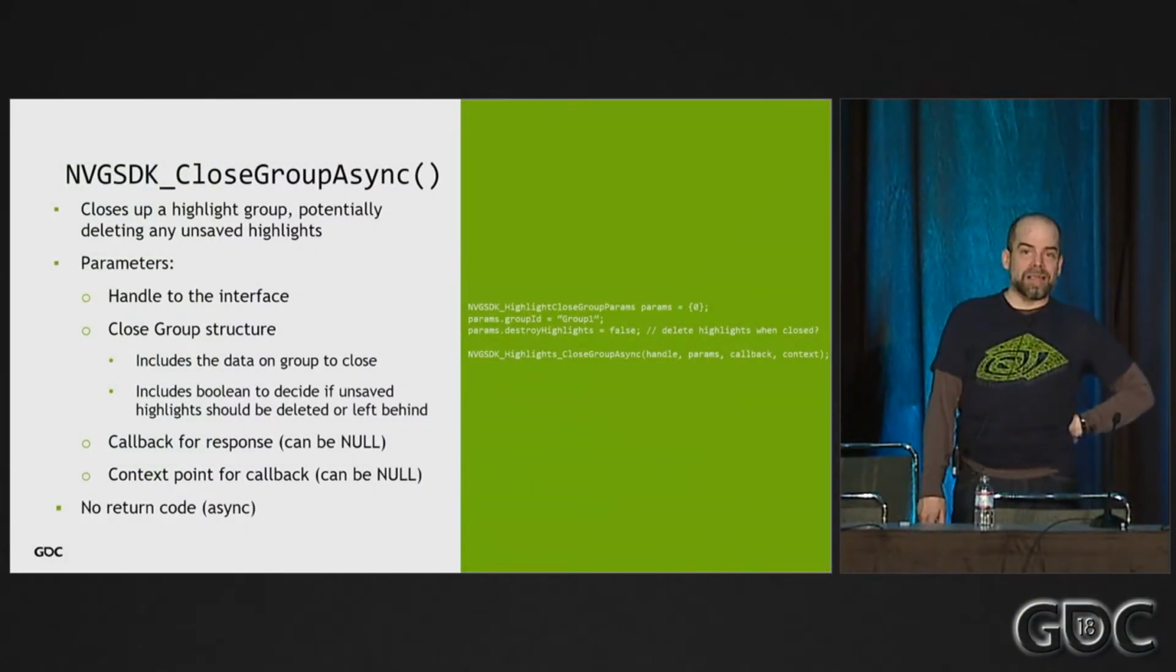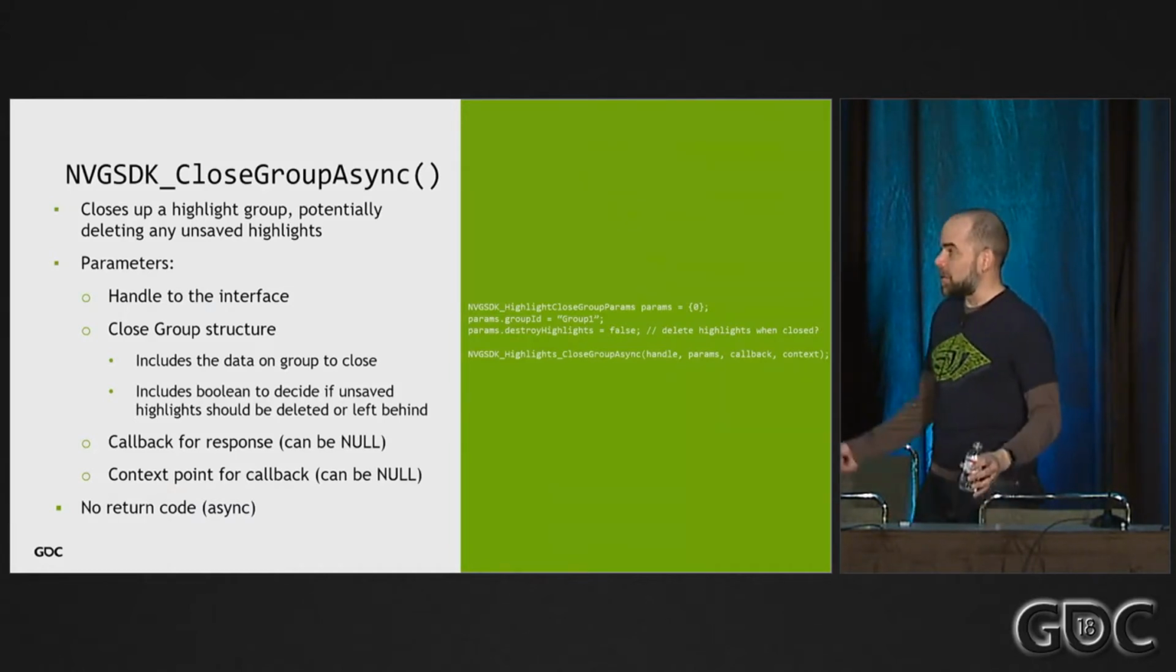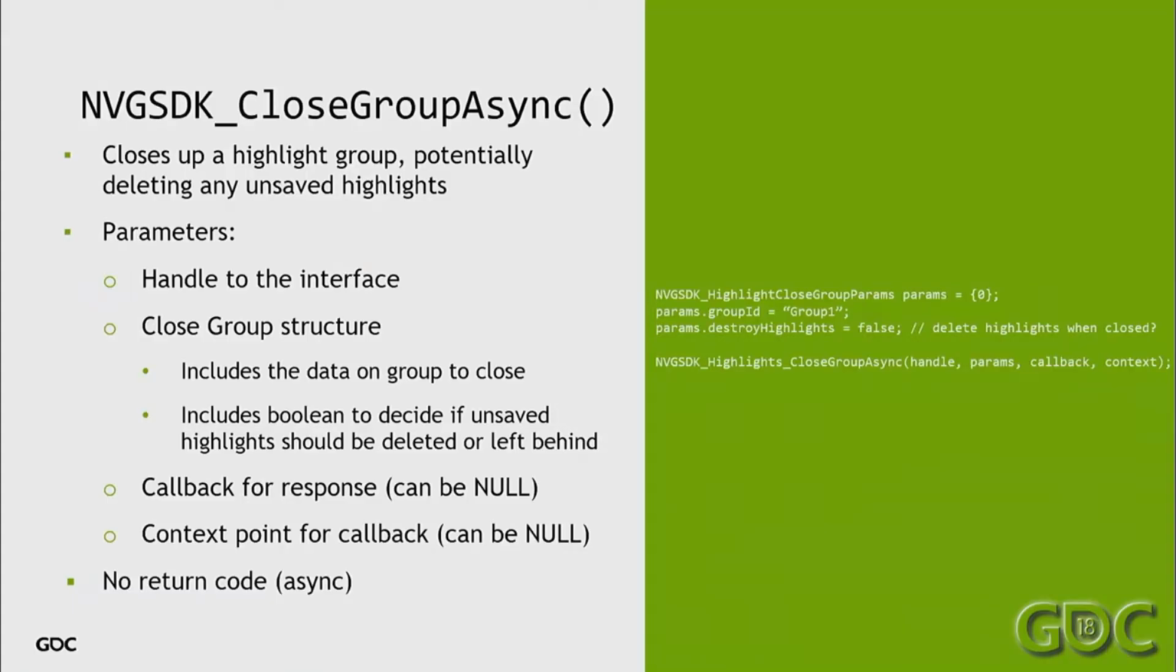Yeah, so after that, there's just a couple of final API calls that we should go over. Close group is pretty straightforward. You close the group. There's one thing to note with the closing of the group. You can choose to destroy temporary highlights that are contained within the group or not.